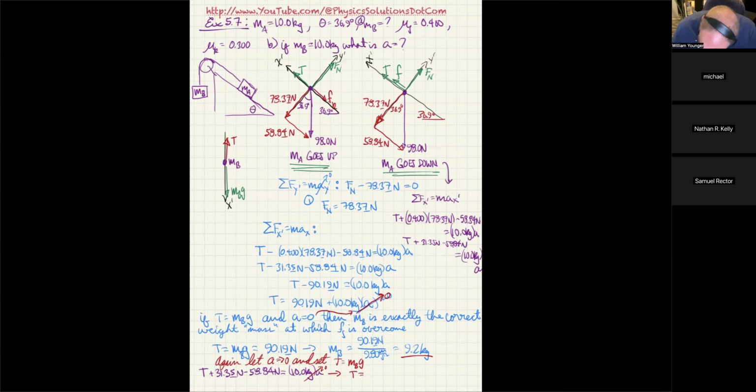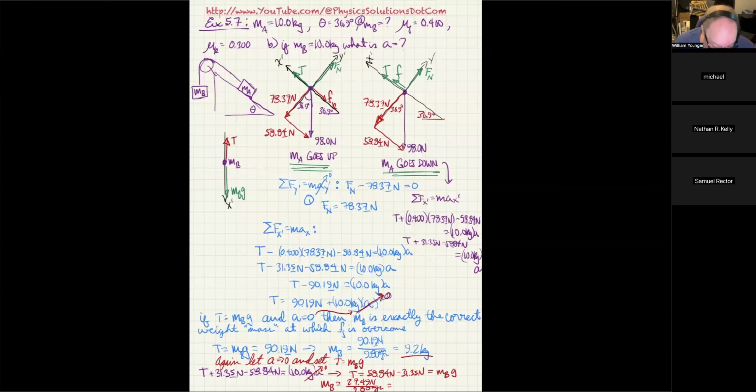In doing that, we're now going to say T is equal to 58.84 newtons minus 31.35 newtons. And that's all going to be equal to mB times g, so that mB is going to be equal to 58.84 minus 31.35, which gives me 27.49, divided by 9.80 meters per second per second.